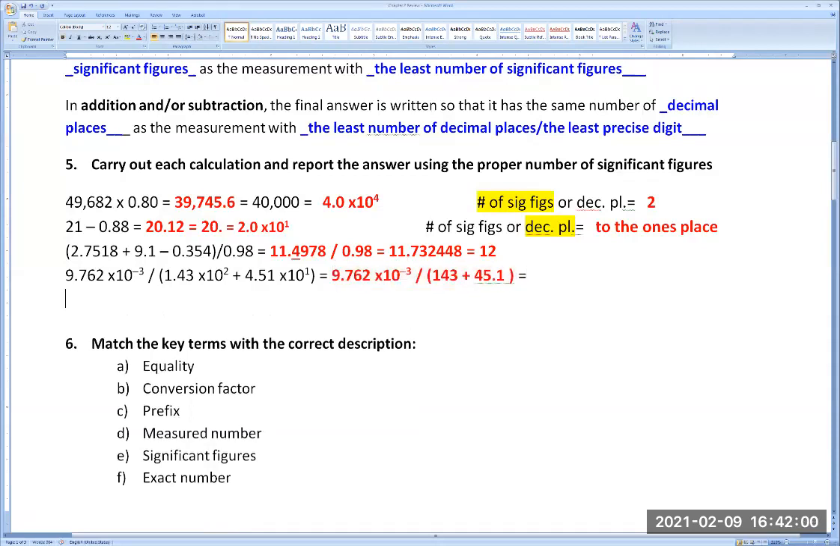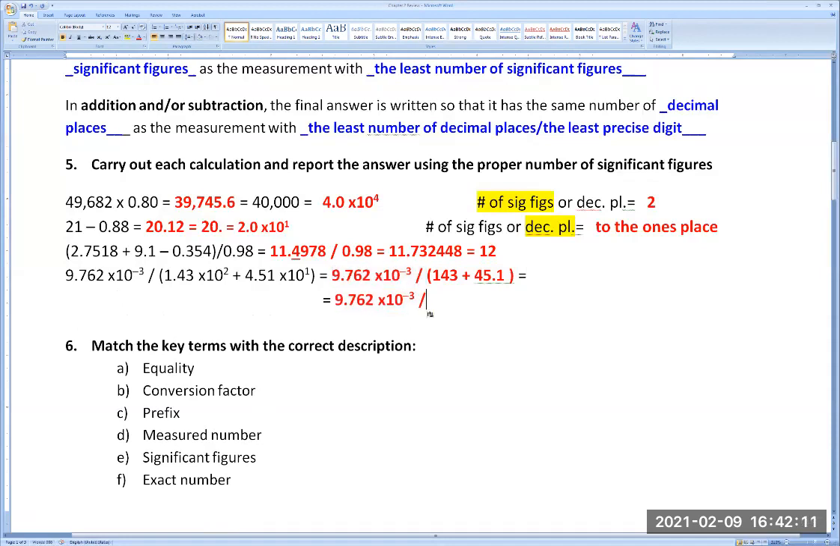And so we will need to rewrite this and calculate the intermediate answer, and then estimate where we round, or if we were to round, where we would round. So 143 plus 45.1, that's 188.1. That's the intermediate answer of what's been added in the parentheses.